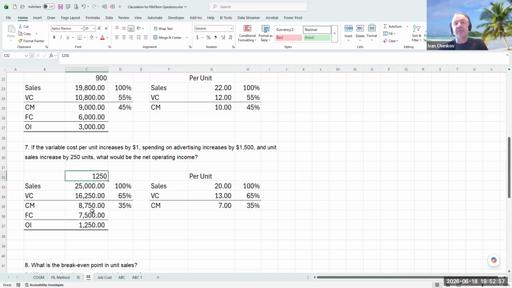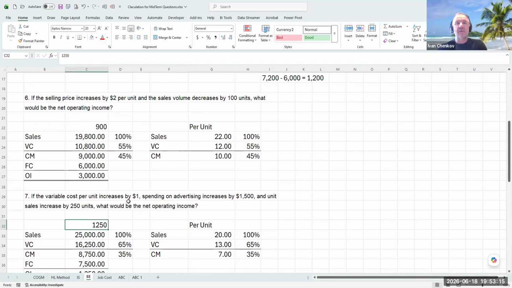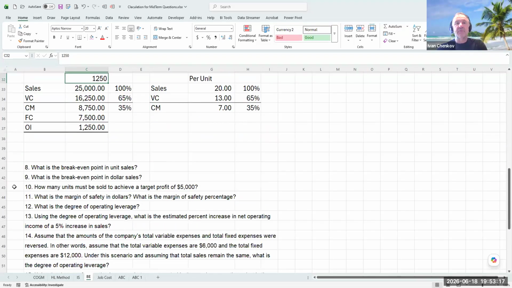That increase of 250 units is not enough to cover the increase in the fixed cost and the increase in the variable cost. So we're going to strongly suggest to the manager not to do it. Good idea, but don't do it. It's not going to give you the profit that you want.